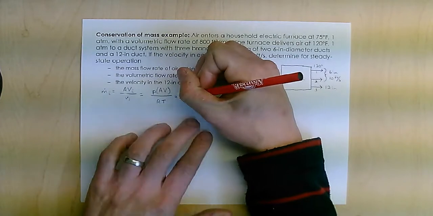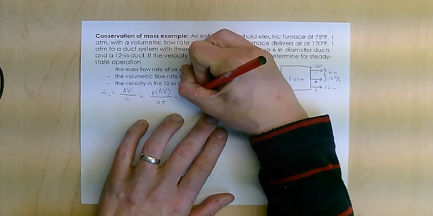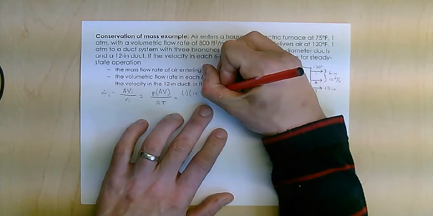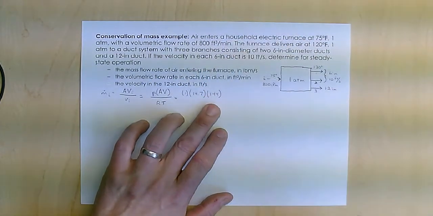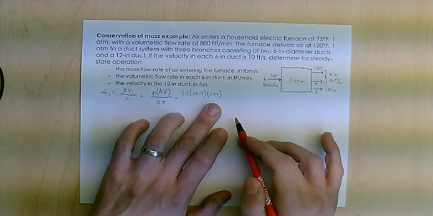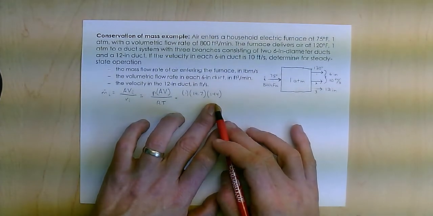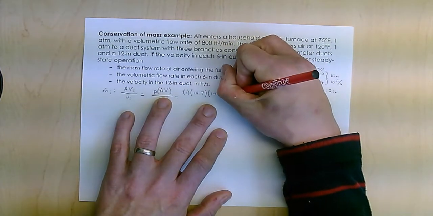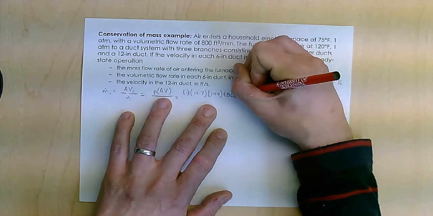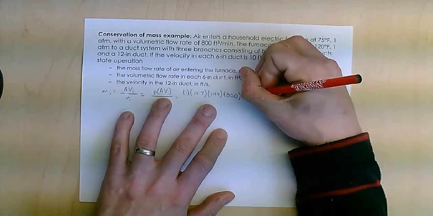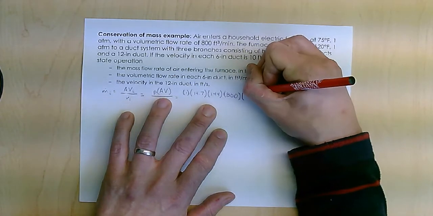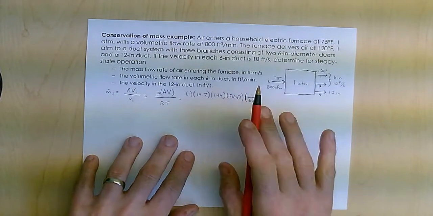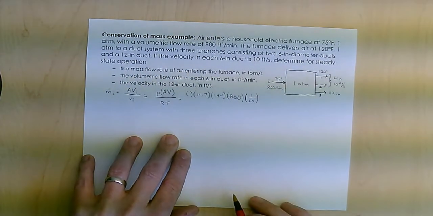So the pressure coming in is 1 atmosphere, which is 14.7 psi, which I take times 144 to get in pounds per square foot. Okay, so I get everything in pounds and feet. And I multiply that times 800 cubic feet per minute. I need to divide that by 60 seconds to get that in cubic feet per second. So now I've got everything in pounds, feet, and seconds on the top.